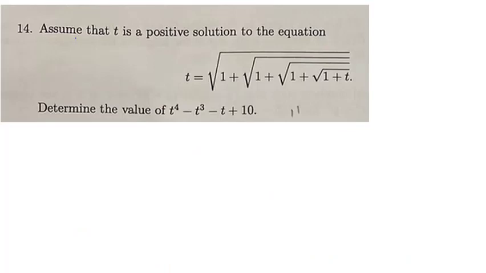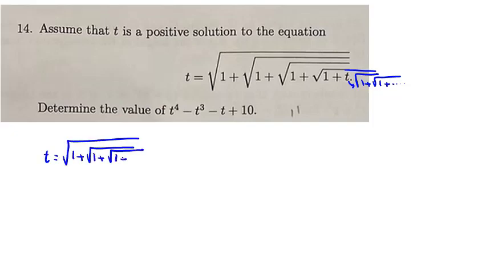Okay, problem number 14. Assume that t is a positive solution to this equation. Determine this. As you can see, if you write t like here again, it will be root, we continue, 1 plus root of 1 plus, until here. So if we write it again and again, we can conclude t equals 1 plus the root of 1 plus the root of 1, to infinity. Now here we can say it is also t. If you raise to the power of 2, it will be t squared equal to 1 plus t.